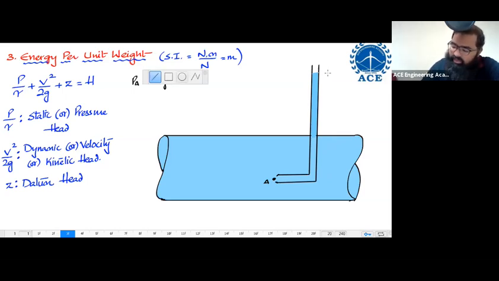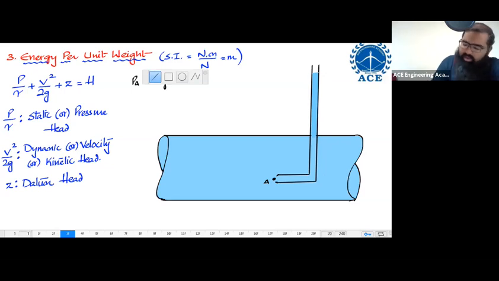Recall a statement I gave you in statics: the height of a fluid column required to create a particular amount of pressure is known as... one second, my cursor is not working over here. One minute, please.